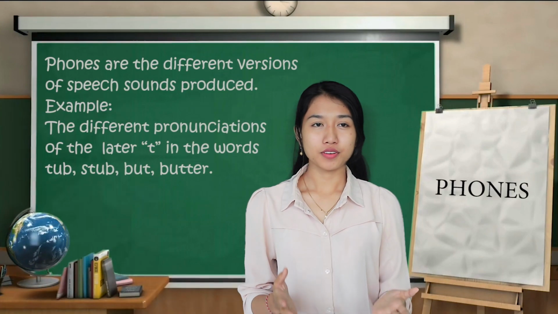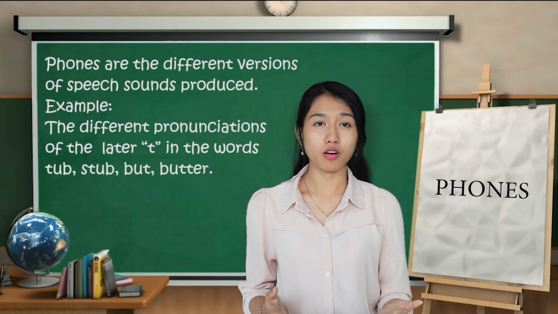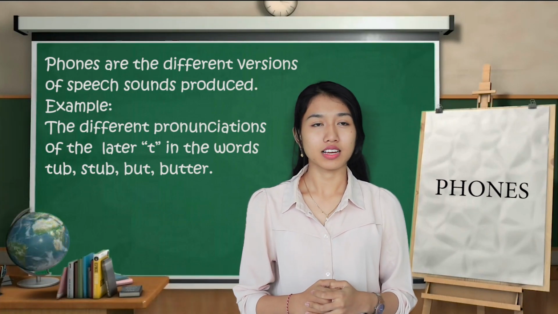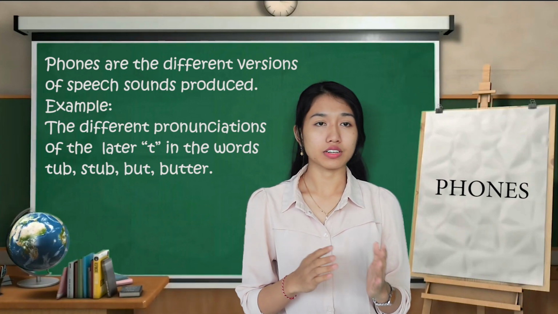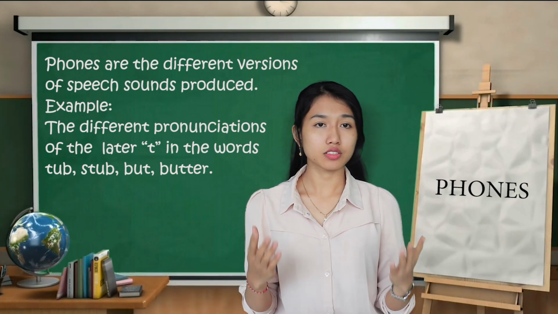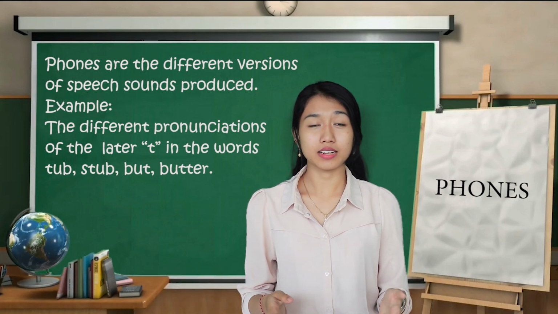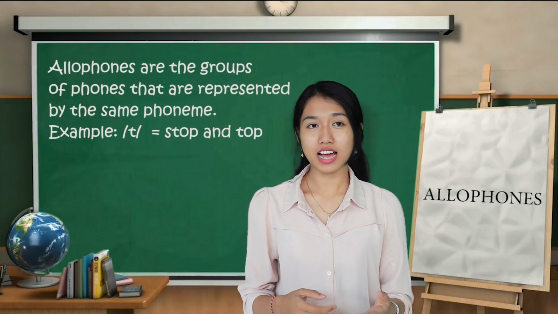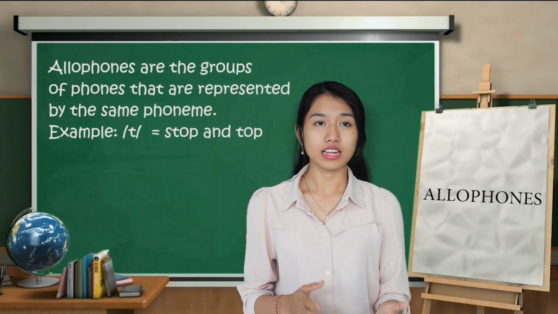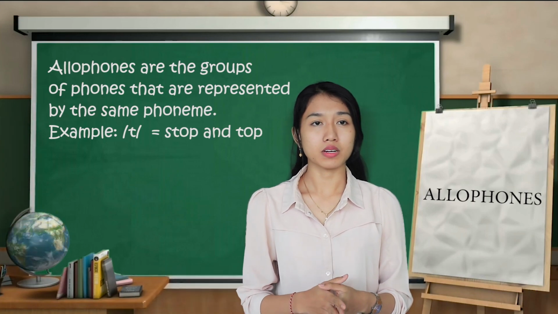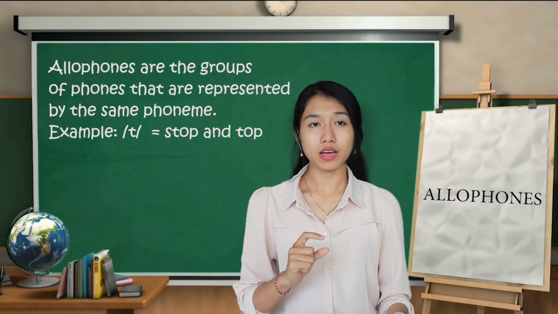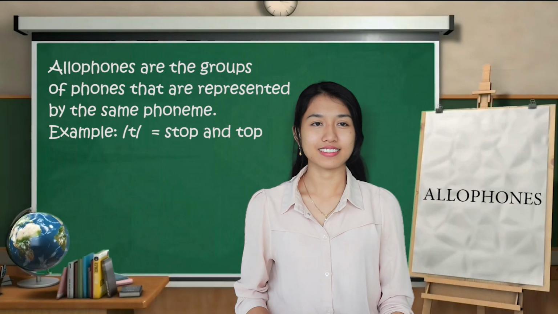Phones. Phones are the different versions of speech sounds produced. For example, the different pronunciations of the letter T in the words soup, sub, bud, and butter. Allophones. Allophones are the groups of phones that are represented by the same phoneme. For example, the T in stop and top.